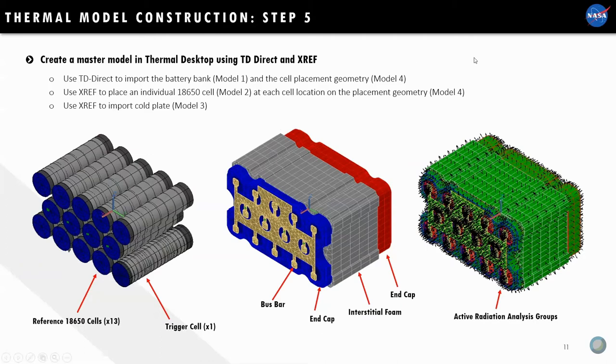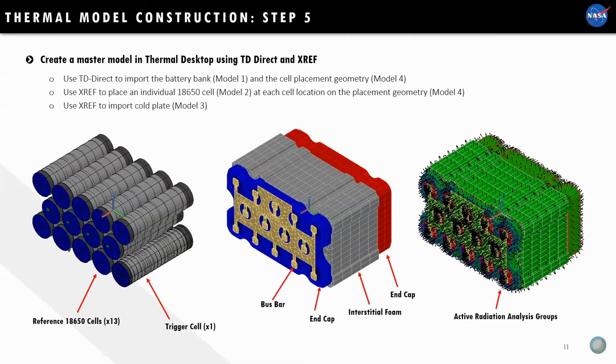And then finally, once we had all those individual models set up, we put a master file together in Thermal Desktop, and this was using TDirect and XRef, which allows us to load in multiple of the same file. We use TDirect to import the battery bank, which is that middle image here in the reference bank you saw before, and the cell placement geometry, which is the previous slide. And then we use XRef to place individual 18650 cells, each at a cell location on our placement geometry, and then again XRef to import our cold plate.